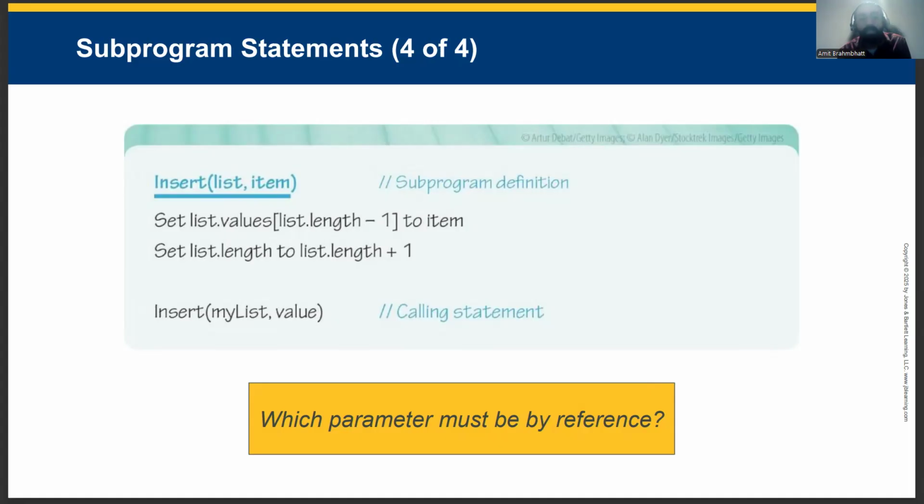If a subprogram needs to update a variable in the calling unit, passing by value won't work because only a copy would be changed. This concept helps students recognize when reference parameters are necessary, particularly for output or accumulator variables.